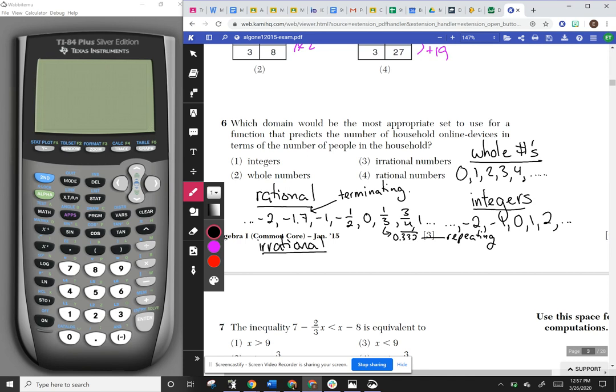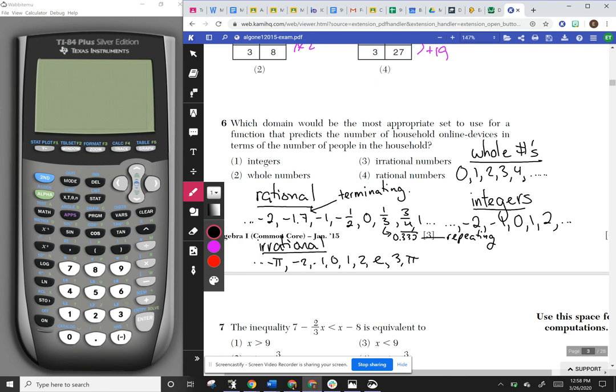Irrational is now adding in decimals that never end and never repeat. So I'm talking about numbers like negative pi, -2, -1, 0, 1, 2. E is an irrational number. It's about, I think, 2.718. Pi is 3.14159, on and on and on, never stops, never terminates, never repeats, right? So that's the irrational numbers.